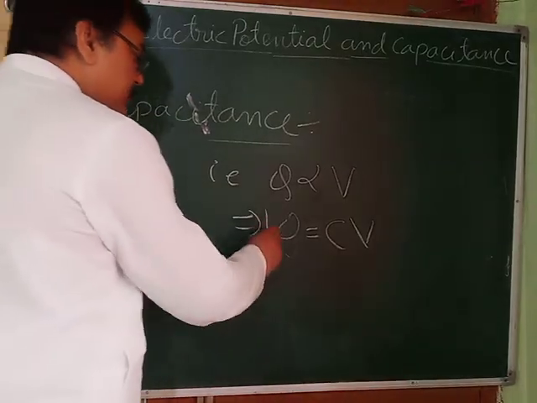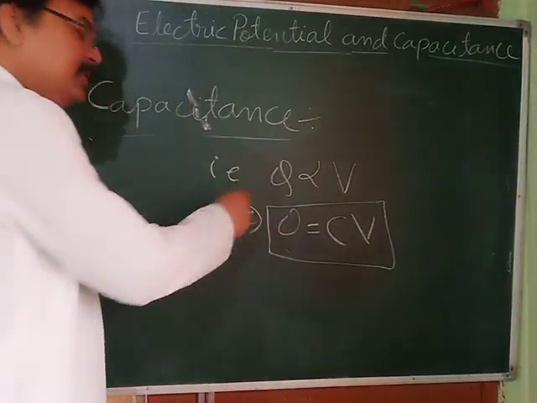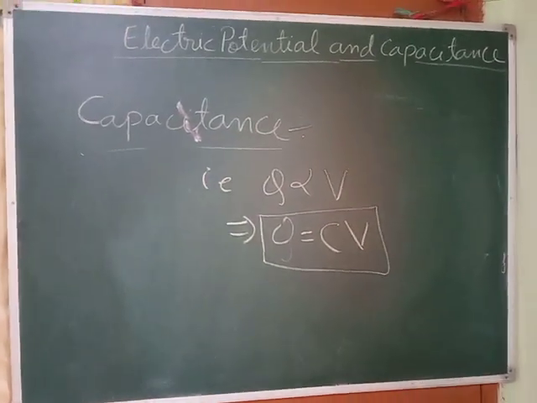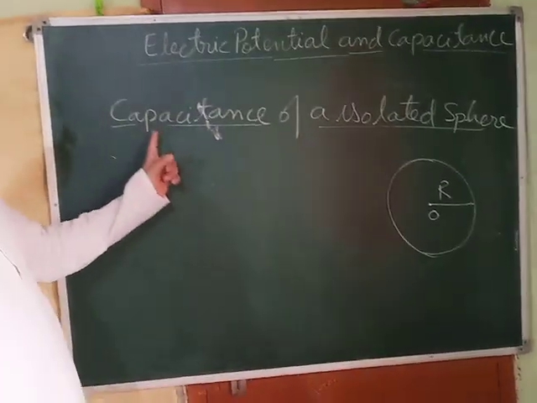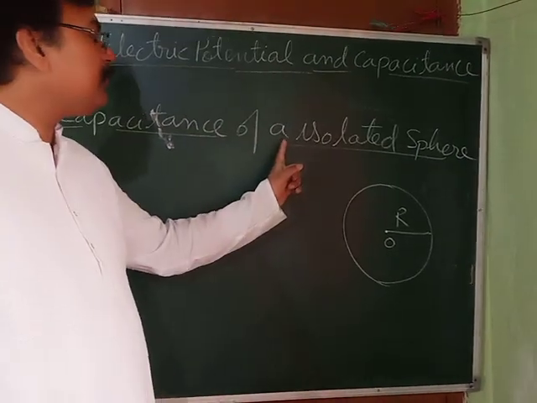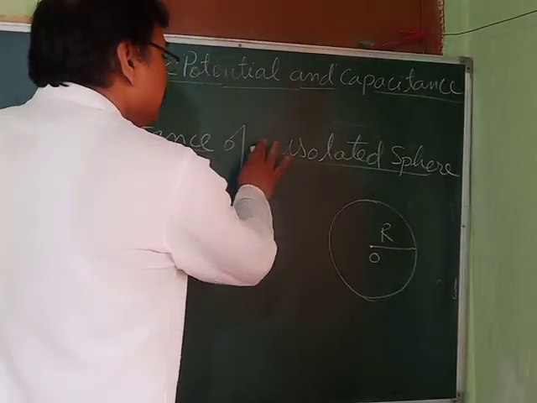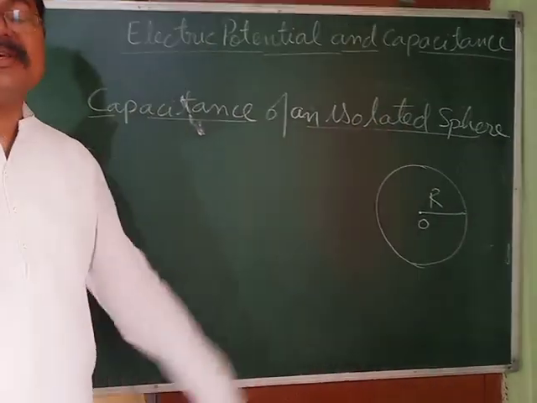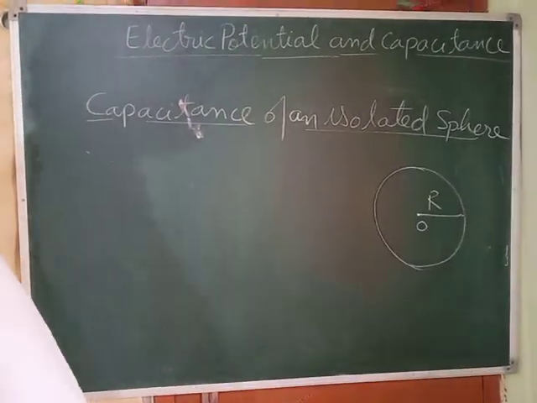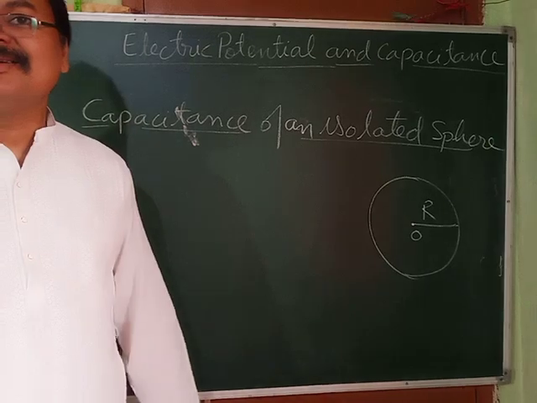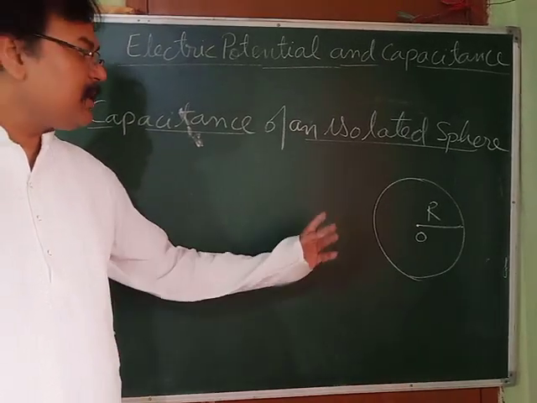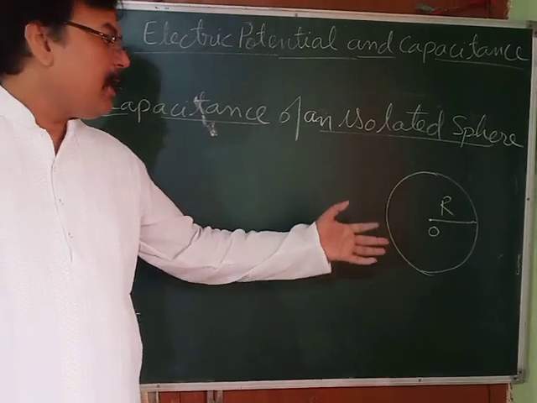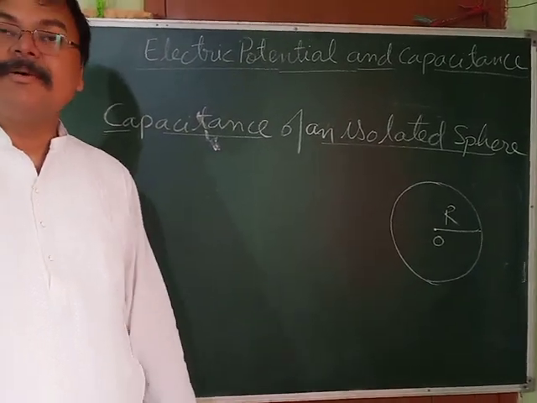Now, this expression we use is very important. We will be using this equation very frequently. Please note it down. Okay. See, we are going to find out the capacitance of an isolated sphere. Isolated means it should not be connected to the earth. Otherwise, what will happen? Its charge will flow through the ground. So an isolated sphere is there, and we want to find out its capacitance.